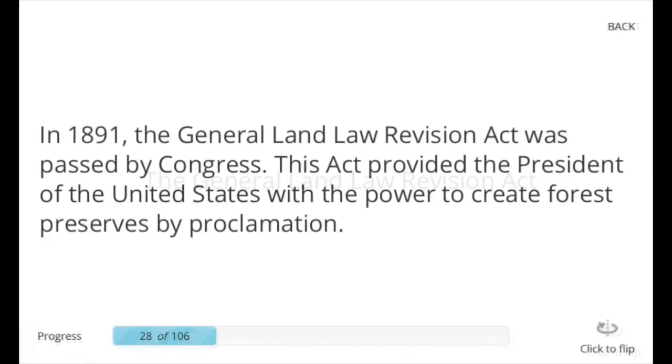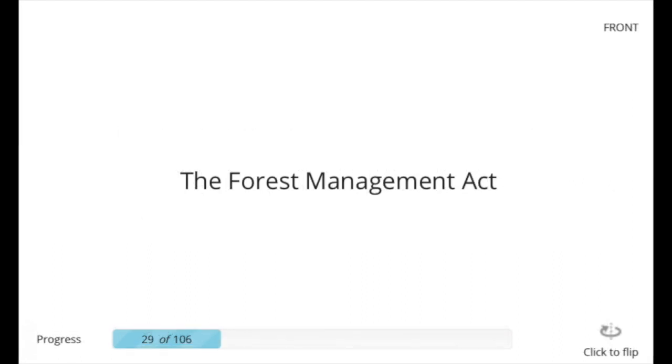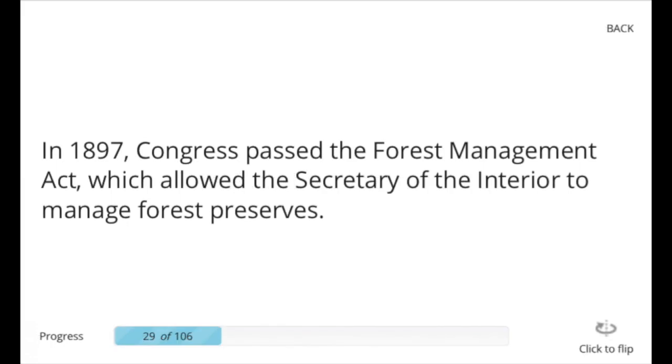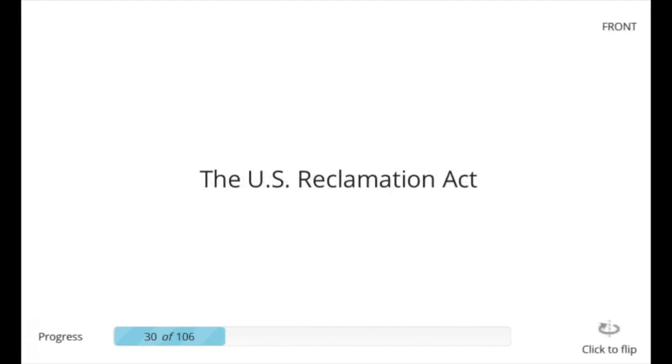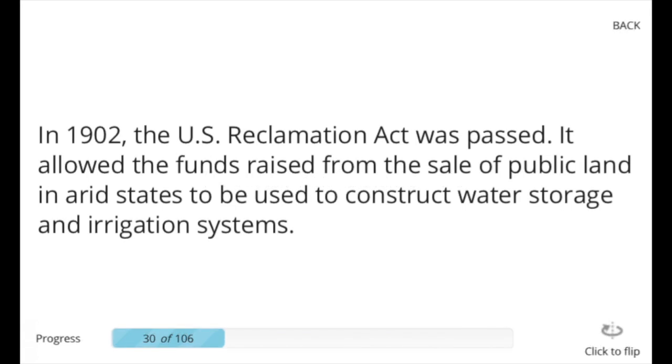The General Land Law Revision Act, 1891. This was passed by Congress to provide the President of the United States the power to create forest preserves by proclamation. The Forest Management Act, 1897, passed by Congress, allowed the Secretary of the Interior to manage forest preserves. The U.S. Reclamation Act, in 1902, allowed the funds raised from the sale of public land in arid states to be used to construct water storage and irrigation systems.